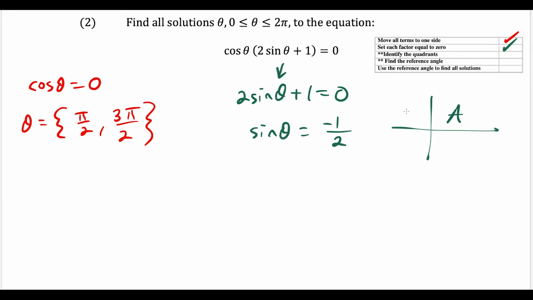So now we have A, S, T, C, and notice sine is negative, which means we're not going to be in these two quadrants. We're going to be in quadrants 3 and 4. So we identify the quadrants.